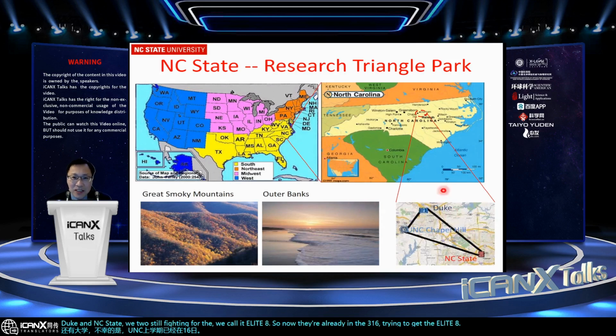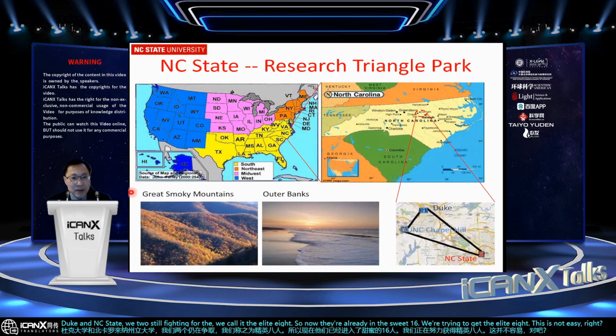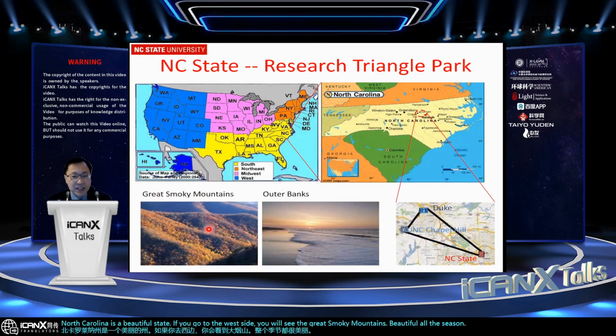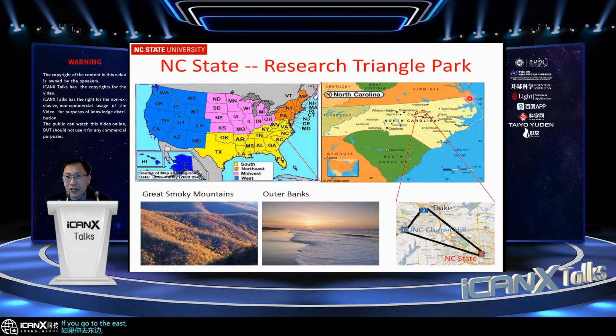But not just sports, not just research, North Carolina is a beautiful state. You can go to the west side and see the Great Smoky Mountains, beautiful in all seasons. You have spring, summer, fall, winter, all different. If you go to the east, to the Atlantic Ocean, you see a very skinny, very beautiful curve here, right?